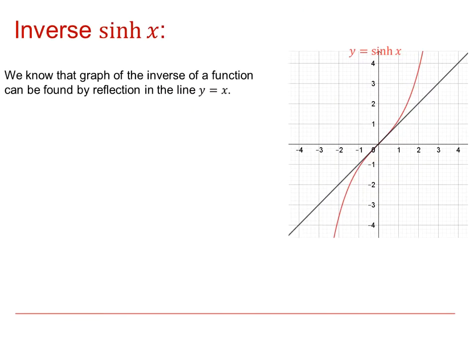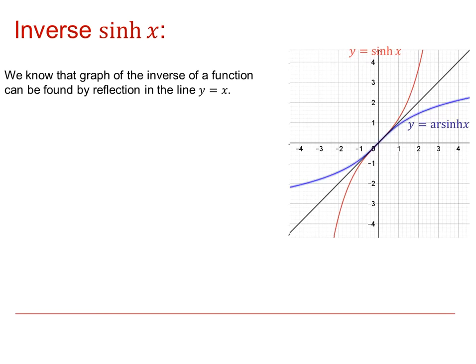We know that a graph of an inverse function can be found by a reflection in the line y equals x. So if we want the inverse of y equals sin x, then we simply need to reflect it in the line as shown, and there we get what is called arcsin x, or we could write it as sin to the minus 1 x. So the inverse of y equals sin x is y equals arcsin x, or y equals sin minus 1 of x.